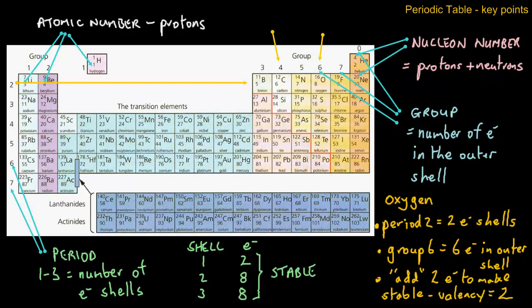If we look at nitrogen here, this is in group 5. So it's got 5 electrons in the outer shell. To become stable, the 8 number, it needs to gain 3 electrons. So we say its valency is 3. So that's a very quick look at the periodic table.